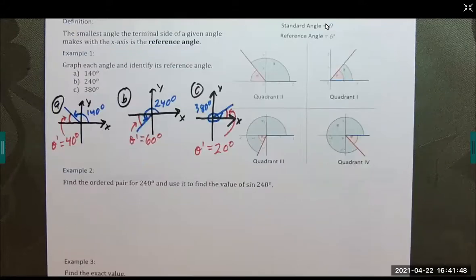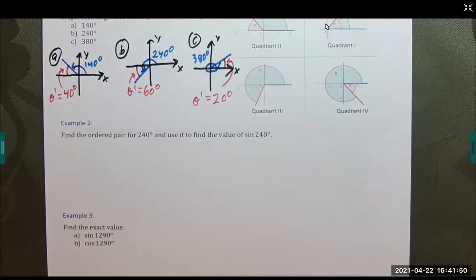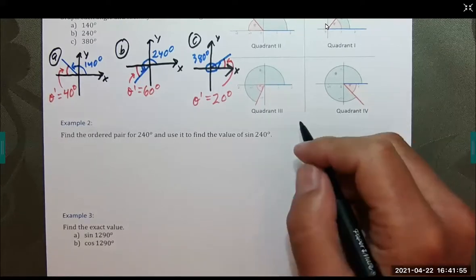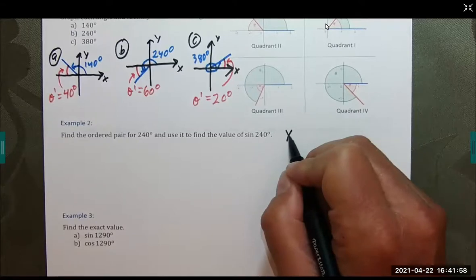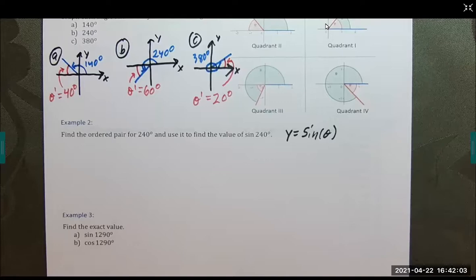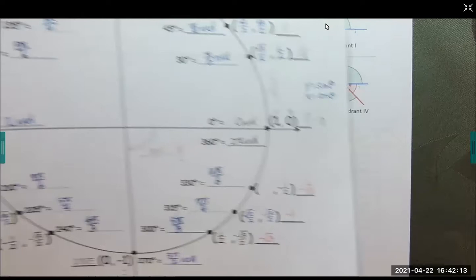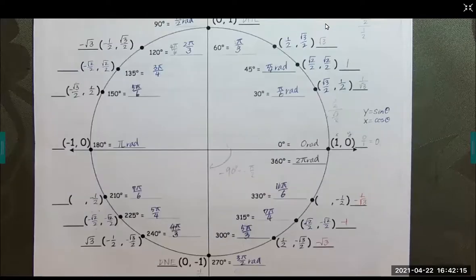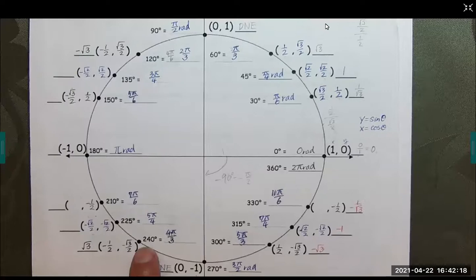Find the ordered pair for 240 degrees and use it to find the value of sine of 240 degrees. Now I want us to recall that y is the sine of theta, theta in this case being 240 degrees. So we're actually going to use our unit circle. We are going to identify 240 degrees, and note that the sine of 240 is going to be negative root 3 over 2.